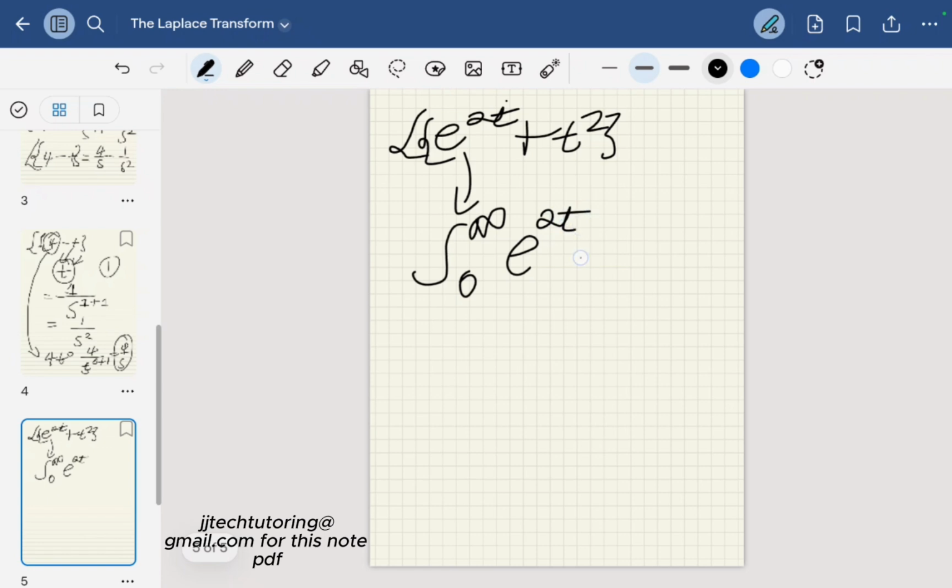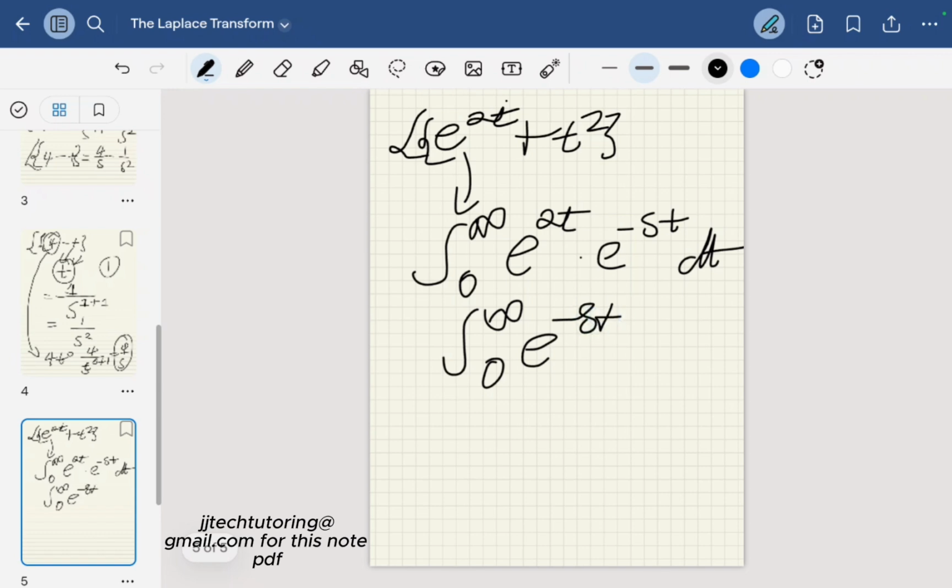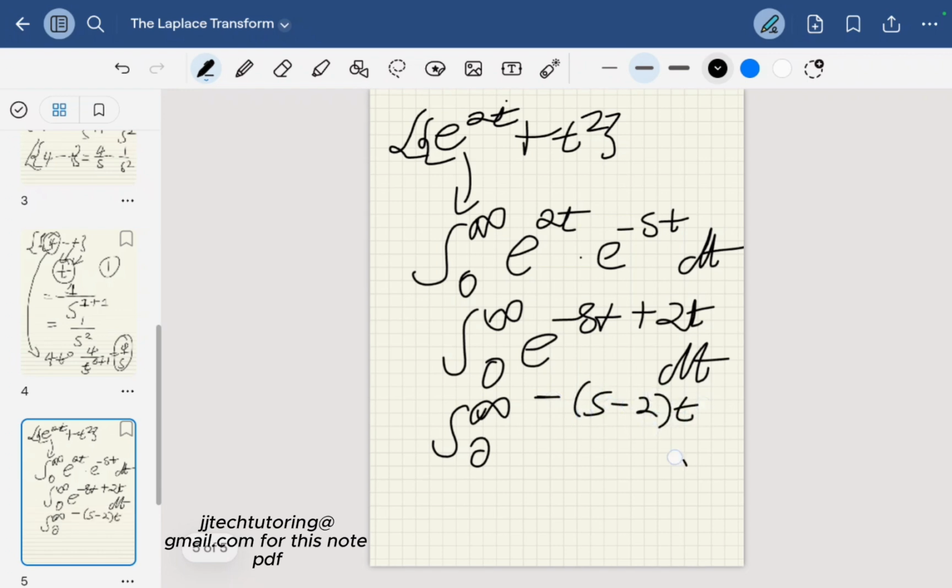Then you have to multiply by e to the power negative st. That is the rule. Don't forget the table, guys. Don't be like me. I forgot the table. Now let us solve it. We can just put this side and add 2t. We're taking the base and adding the exponents. Then it's going to be e to the power negative s minus 2, and t.